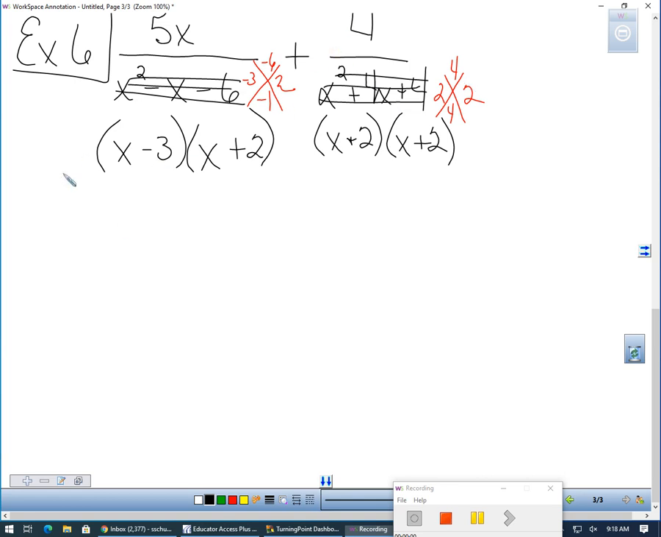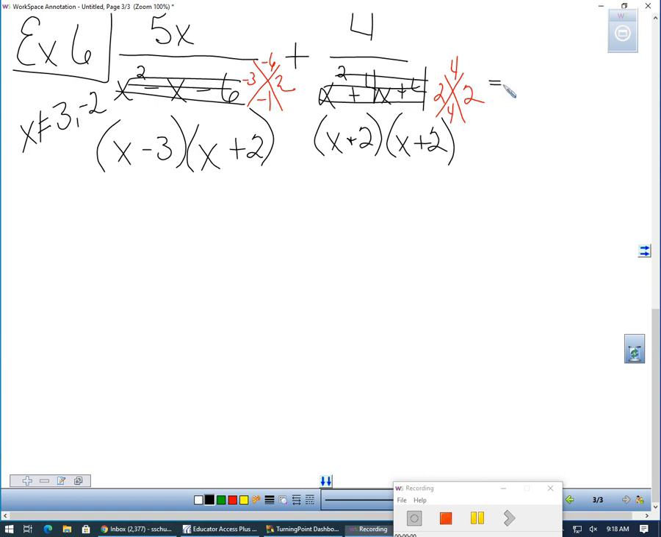Our restrictions, our x cannot equal. In the first one, what would make this 0 is a positive 3. What would make this one 0 is a negative 2. Over here, what makes this one 0 is also a negative 2. And this one as well. So our restrictions are 3 and negative 2.